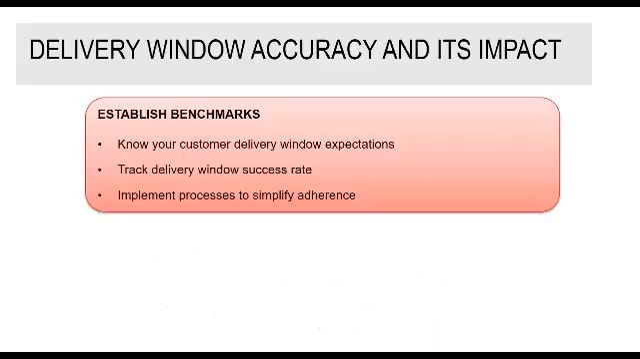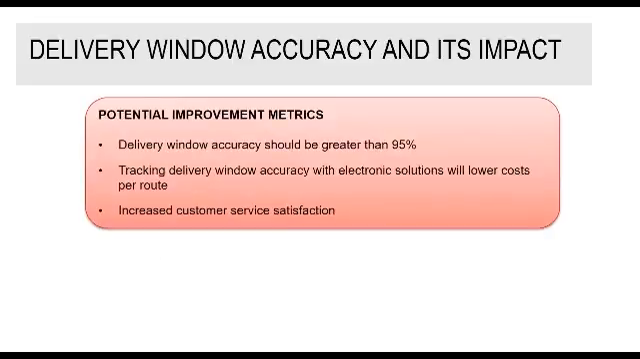And then based on the information that you're gathering about how you're performing against these delivery windows, implement processes to make more accurate and simplify the adherence to that process, whether that's a change in the route plan or a change with your driver behavior. Ultimately, it's hard to correct that if you don't know specifically where the issues are.